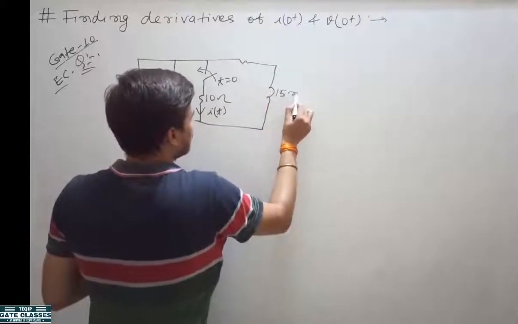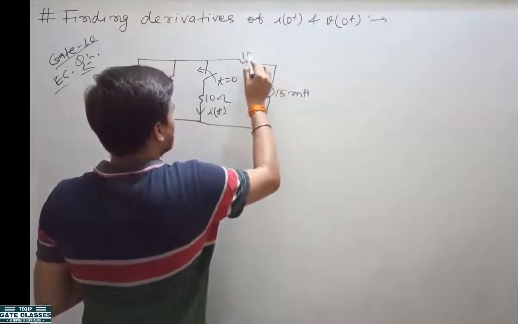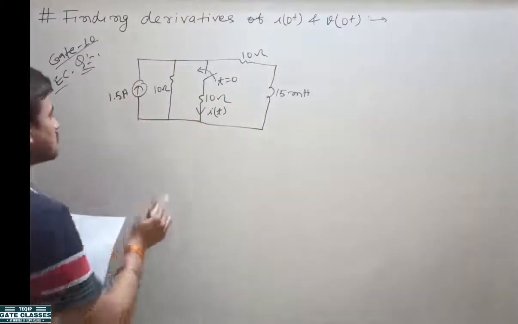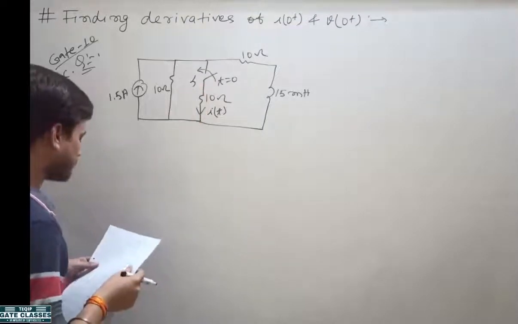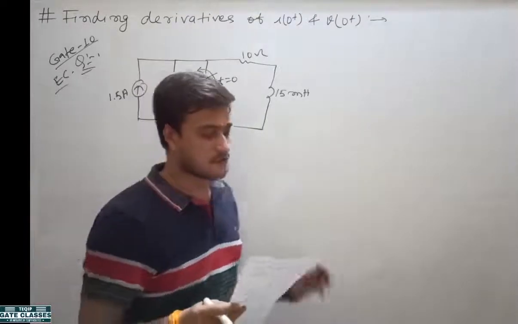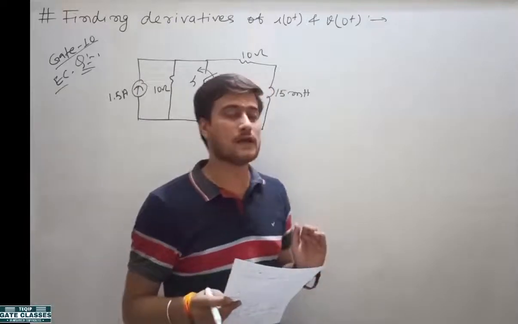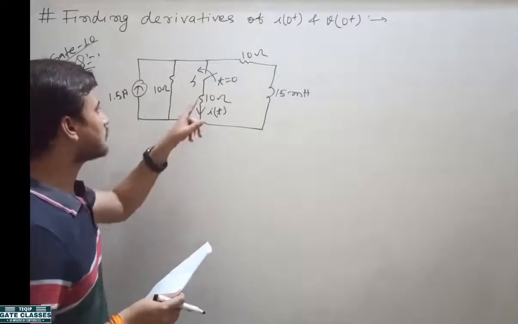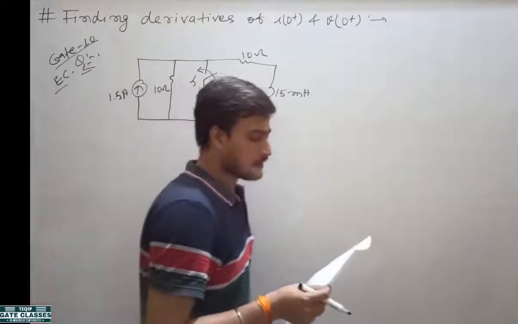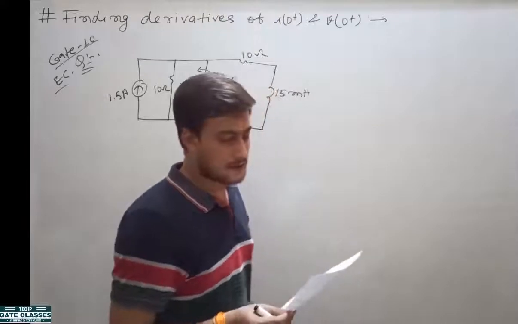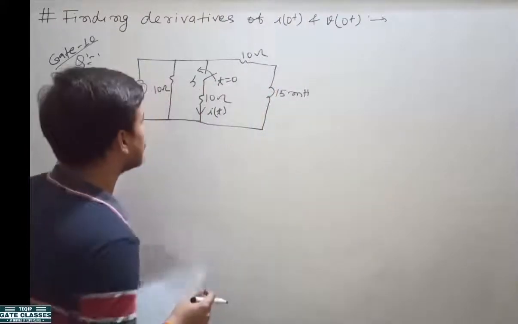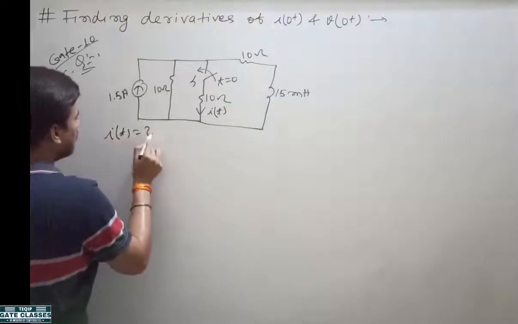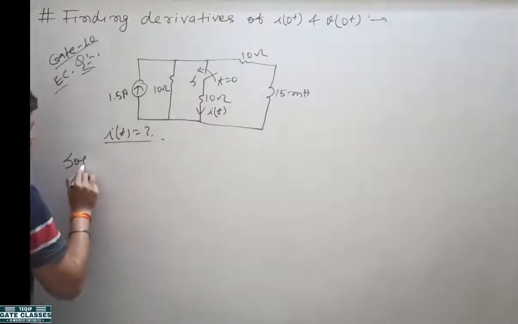Next you have a resistor and an inductor. It is 15 millihenry and 10 ohm. Clear? This is switch S. It is saying the switch S is open for a long time and closed at t equal to 0. Initially the switch was open and it is closed at t equal to 0. Find the expression for current IT. You have to find the expression for current IT.